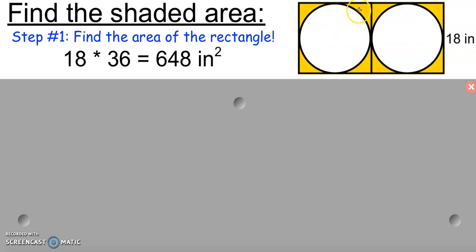First thing I do is find the area of the rectangle. I'm not given the lengths here, but if this is 18 going from top to bottom, then from here to half of here is going to be 18, and from here to here is going to be 18. So if I take 18 times 18 and 18, which is 36, I get 648 inches squared.